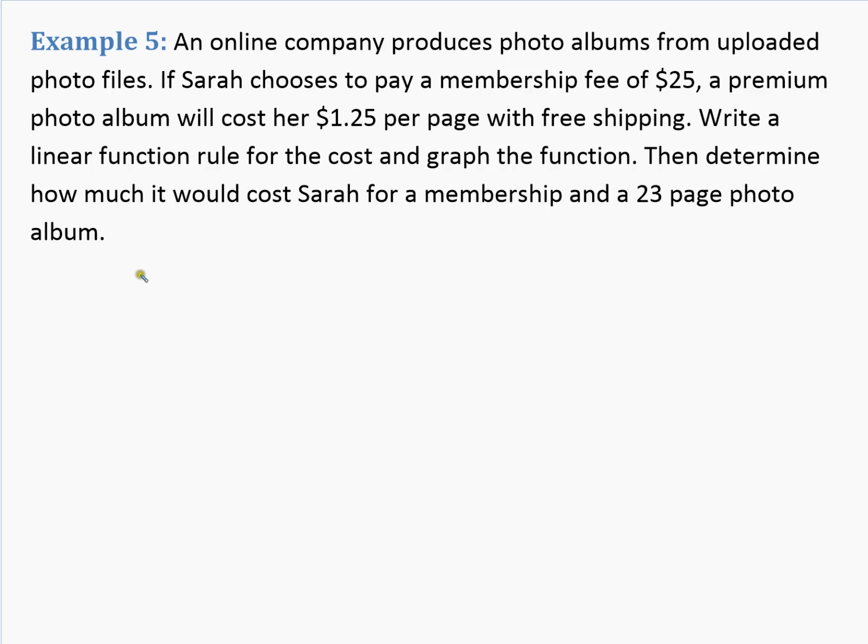So we want to write an equation for cost. Let's let C equal our cost and N equal the number of pages. We've talked about stuff like this before, and so we want an equation for our cost. So we can put cost equals, and then we think through what our cost is. Well, no matter what, if you get a membership fee, it's $25. So if she pays the membership fee and never buys a photo album, it's $25.